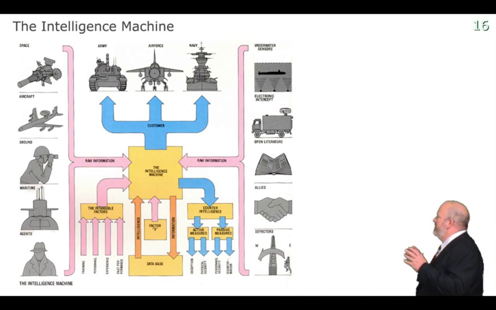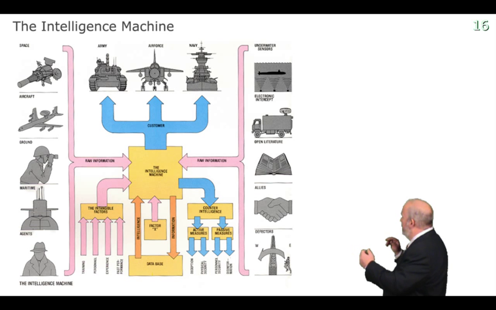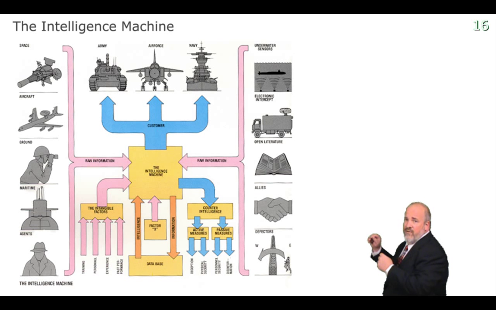This conceptualization of the warfare intelligence machine shows graphic representations of sources of raw data on the left and right sides of the graphic. That raw data comes into the center of the intelligence machine, where it's combined with other data. It's then processed and analyzed and then fed up to the consumers, your armed services, the Army, the Air Force, and the Navy.